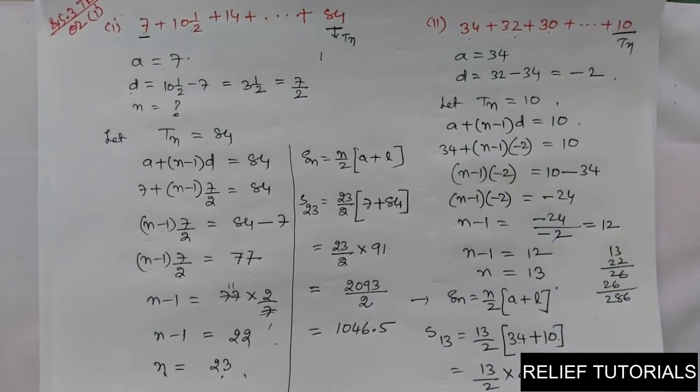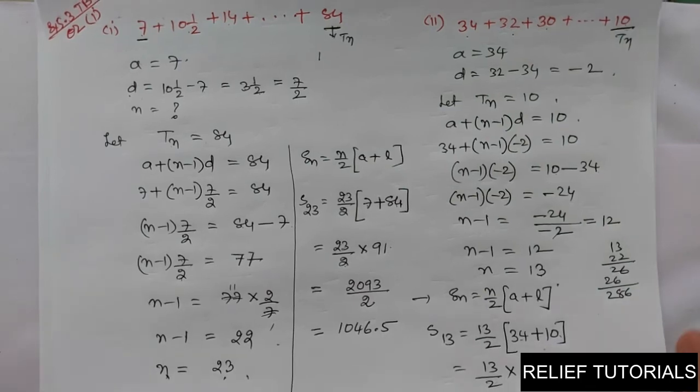See, the moral of the story is this: what do you require in order to find the sum of n terms? You require a, you require n, you require d. In short, a and d, and you require n. Clear?